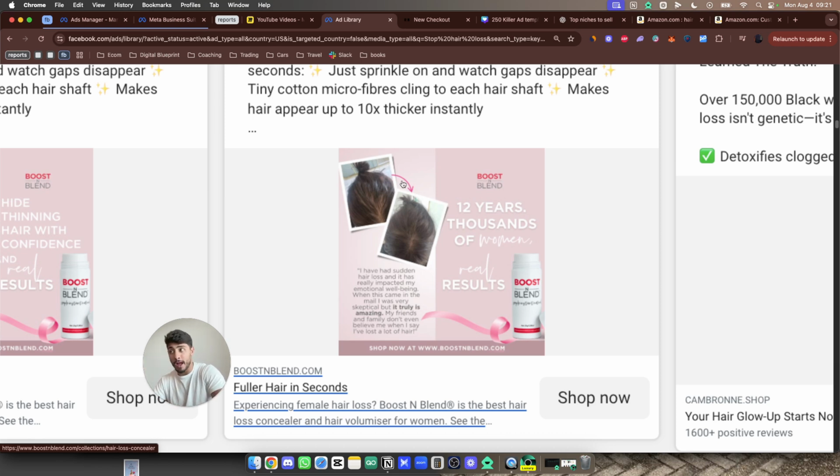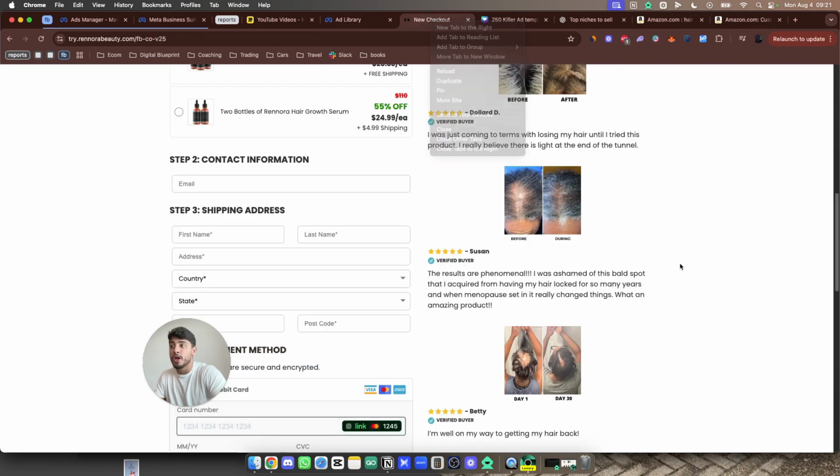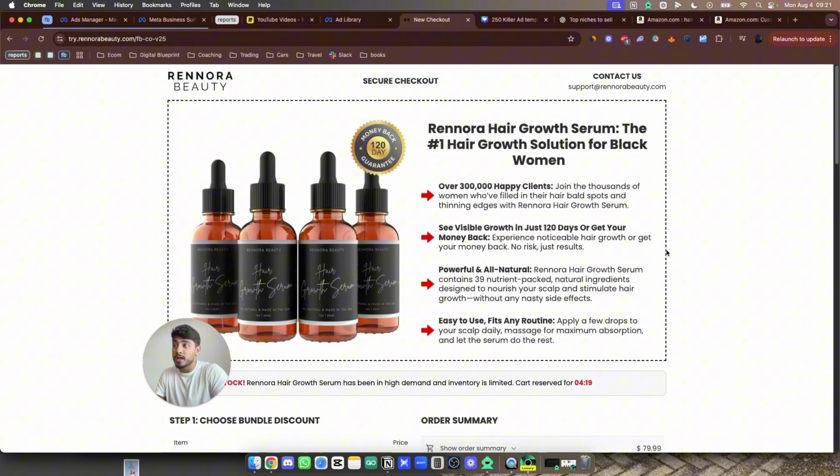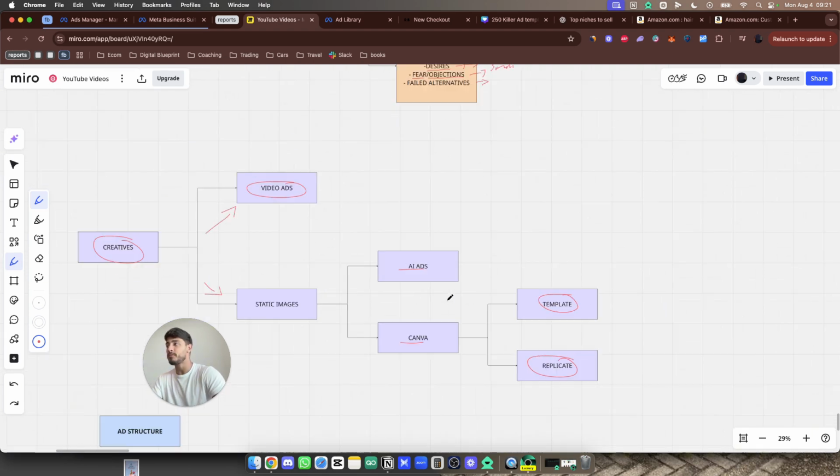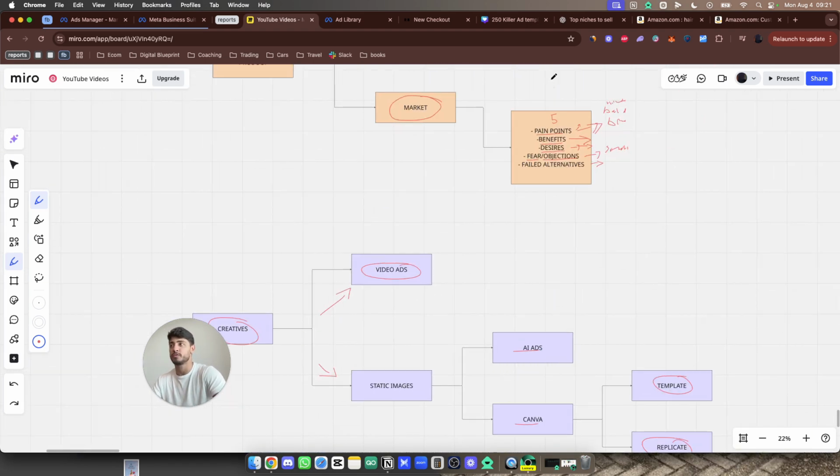Here, add your customer reviews, or customer reviews that are close to your product, and then add your product in here, and your headline has to be targeted towards yours. So 12 years, thousands of women, real result. With our competitor here, you would say 12 years, thousands of black women. You get it? That's what we're focused on, because we're talking about our audience. Now, you would replicate it in that sense. That is basically how you make the ads.